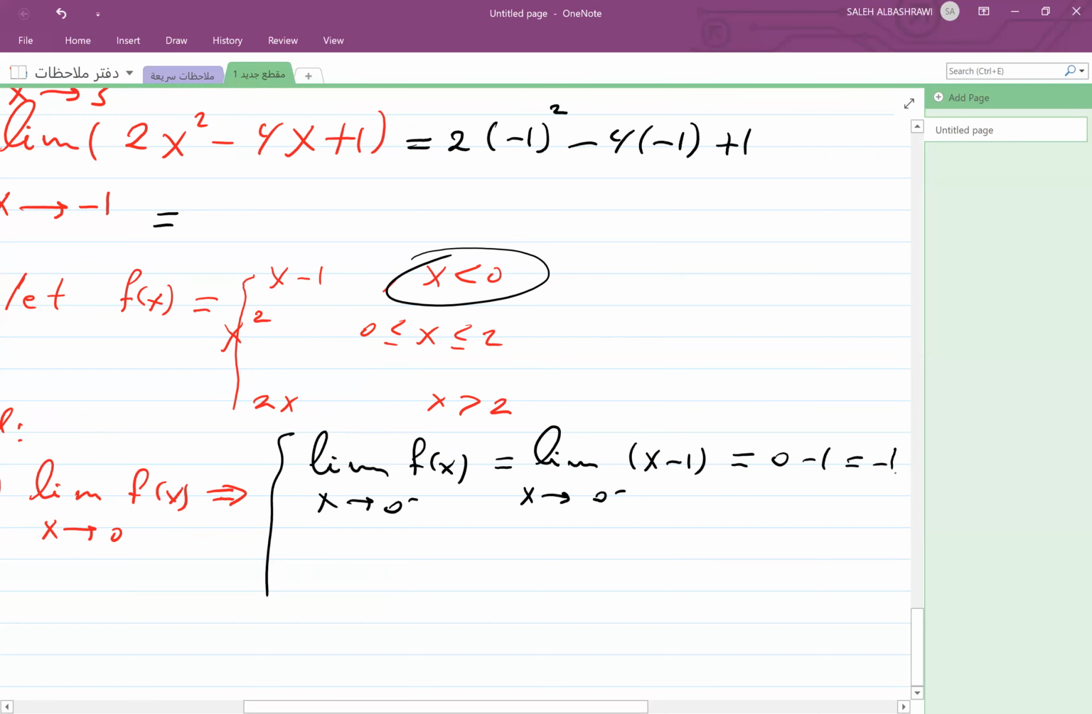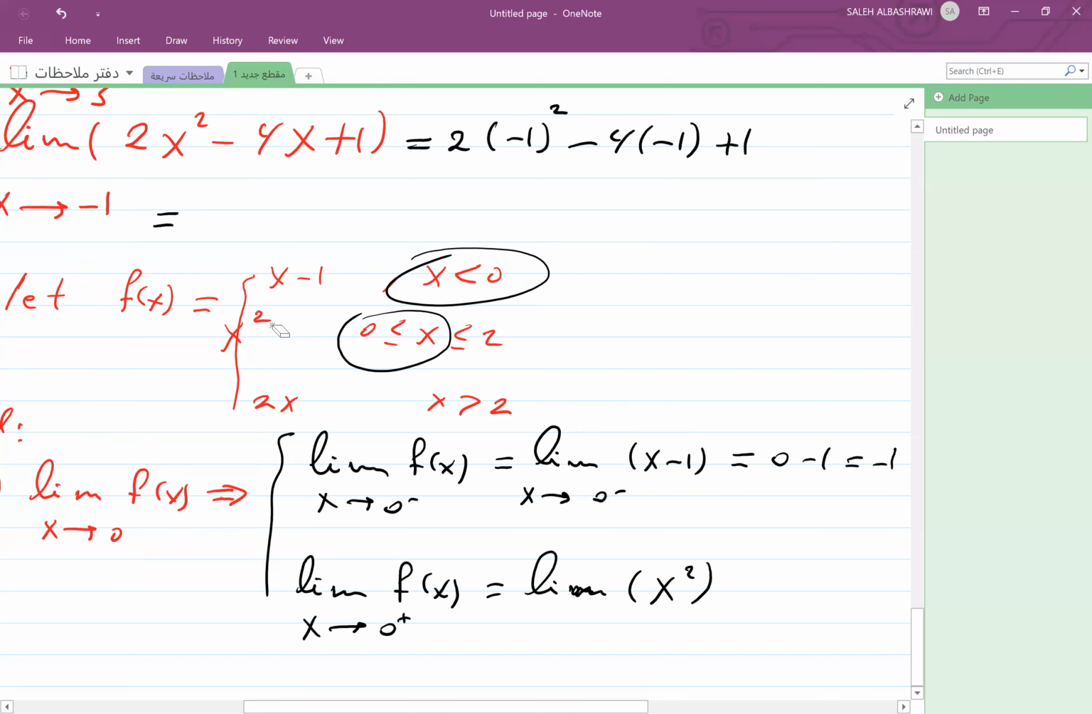Now the right limit, when x goes to 0 plus. 0 plus means x greater than 0, which is this part. So we need to find the limit of that part of the function, which is x squared.